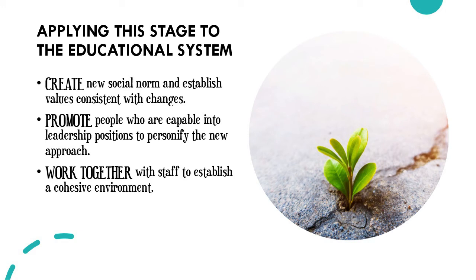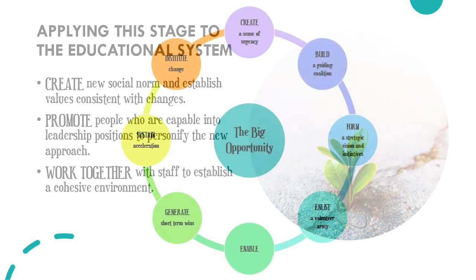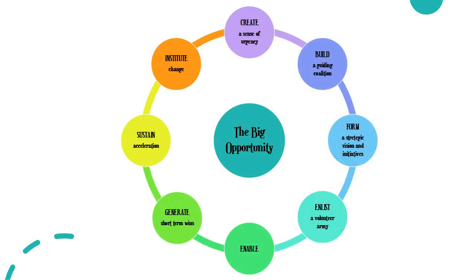Create new social norm and establish values consistent with changes. Promote people who are capable into leadership positions to personify the new approach. Work together with staff to establish a cohesive environment. This figure, entitled The Big Opportunity, depicts Kotter's 8 step model of change.